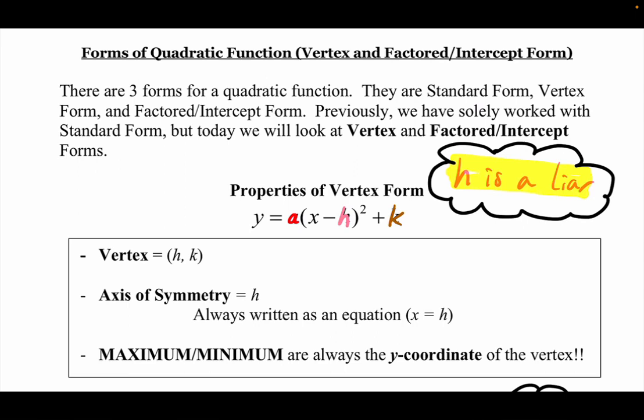Today they're going to ask us the same questions they did for standard form. Yesterday when you did the practice, they asked you for axis of symmetry, vertex, maximum, minimum, y-intercept, those things, right? They're going to ask you the same things. The difference is it's in a different form.